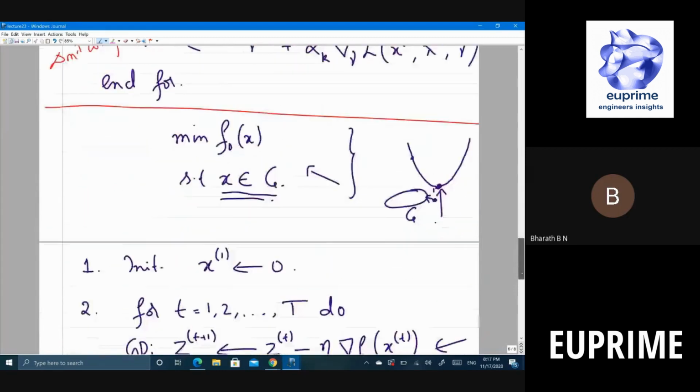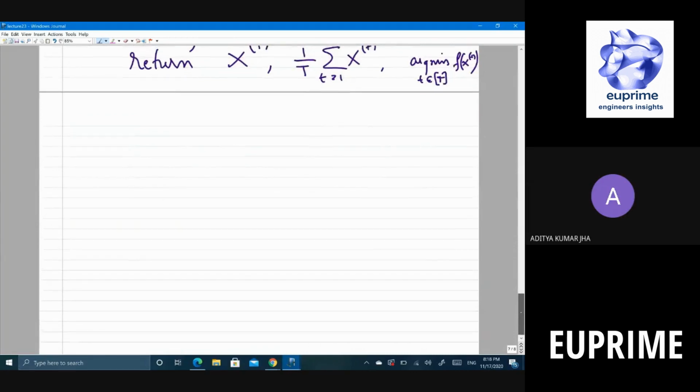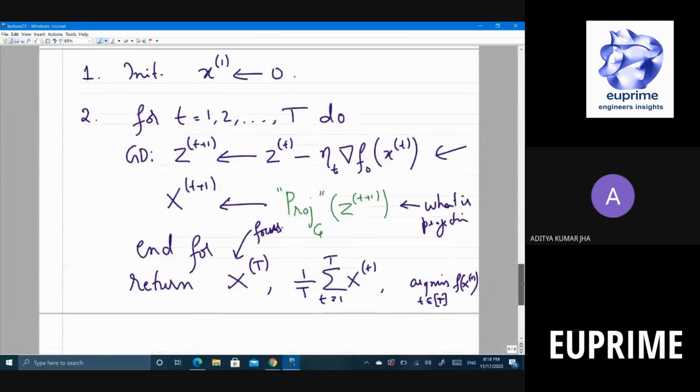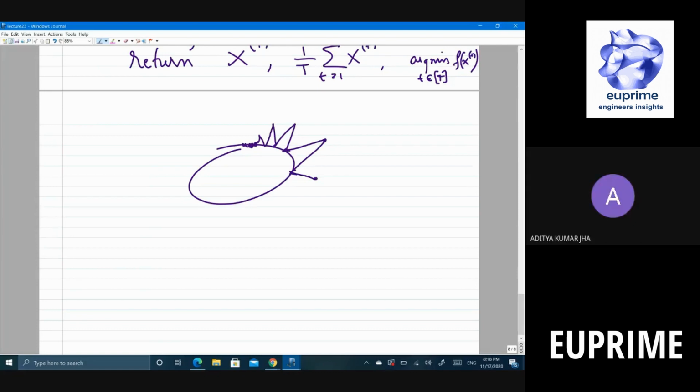Is this fine? Everyone? Sir, is it possible to repeatedly oscillate between the projection point and the outside point? Repeatedly oscillate meaning? See, this is what you are doing: you take a point, you move here, project, you move here, project, you move here, project. Hopefully, after some point, you'll be inside. That's what we hope. Your question is valid, whether I'll keep on hopping out and back and forth. Yes, sir, it can happen.